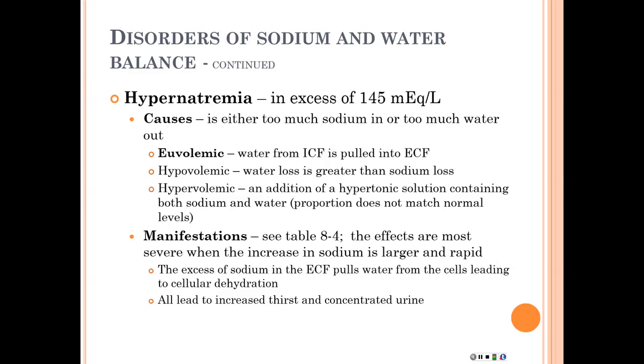In hypernatremia, this is a rarer condition, but it does occur. It's an increase in your plasma concentration of sodium, and it almost always leads to cellular dehydration. And if I just jump to the bottom here, this is the problem. Excess sodium in the ECF pulls water from the cells, leading to cellular dehydration. You'll have thirst, and concentrated urines are trademarks for excess sodium in the body.